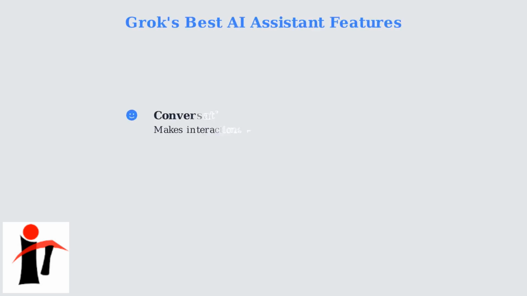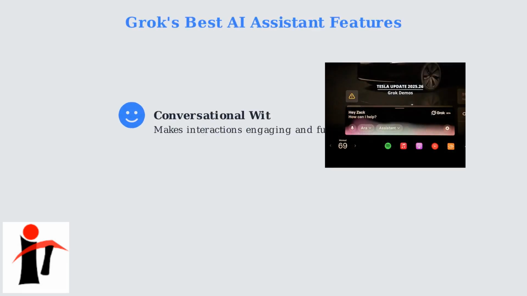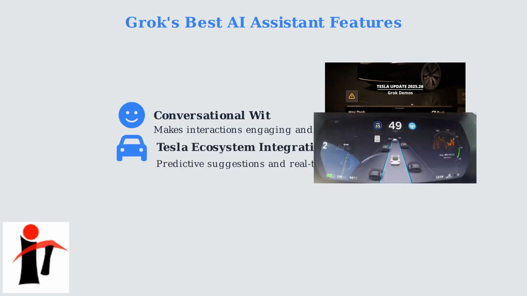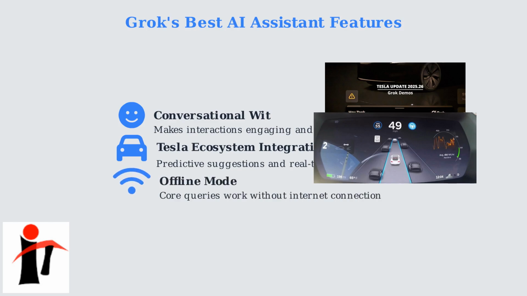Grok's best features start with conversational wit that makes every interaction engaging and fun, turning routine queries into enjoyable conversations. Grok seamlessly integrates with the Tesla ecosystem, offering predictive suggestions like optimal lane changes and real-time route adjustments based on traffic and driving conditions. Even without an internet connection, Grok's offline mode handles core queries, ensuring reliability in areas with poor connectivity. Over time, Grok learns from your habits, personalizing responses to match your preferred routes, music, and driving style.